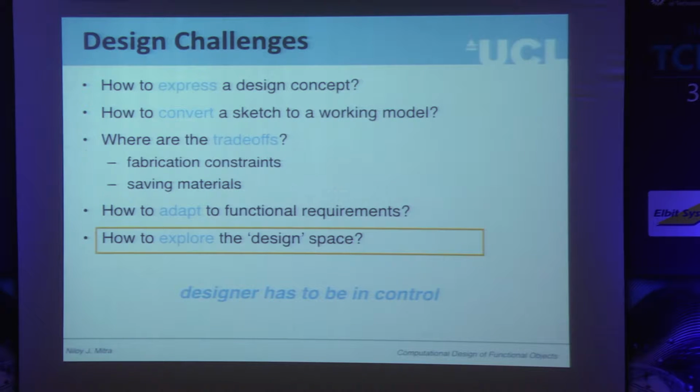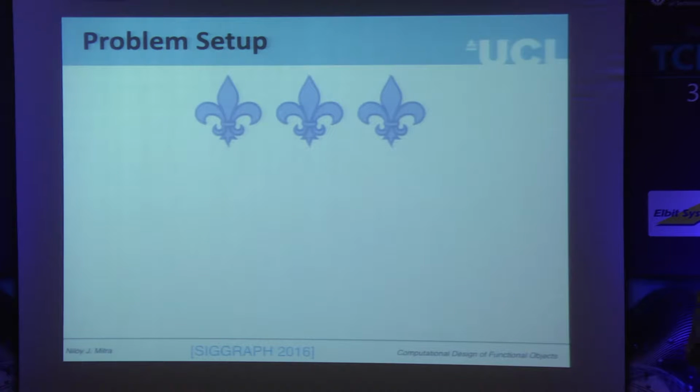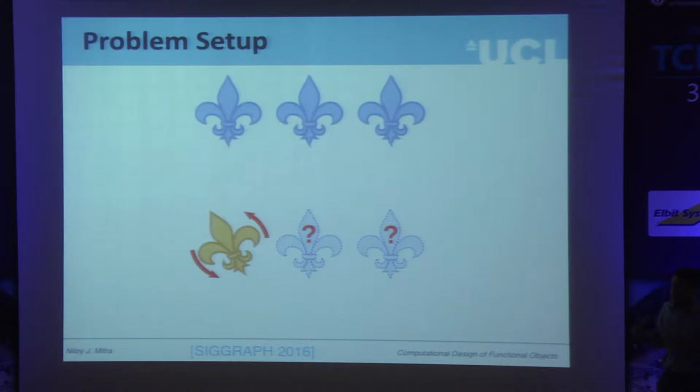Now, this is a common problem that is, I think, not yet well understood in how to solve it. You are given a problem setup. In this case, it's an arrangement of elements. And the user comes in and makes one change to one of them, and you want to find out what happens to the other elements. This is a very classical shape editing problem. But what we want to come up with is not one answer, but a series of answers.